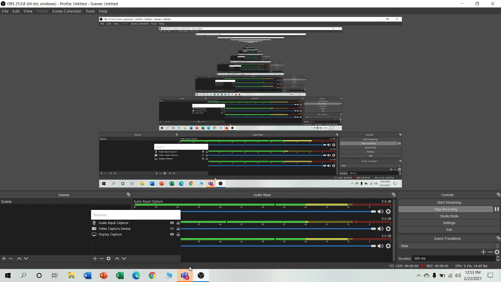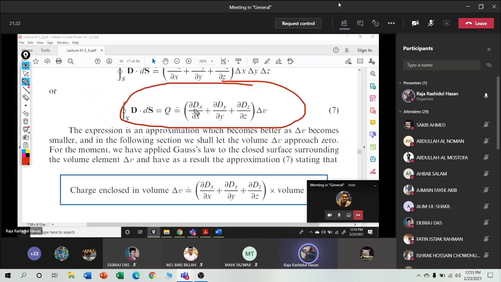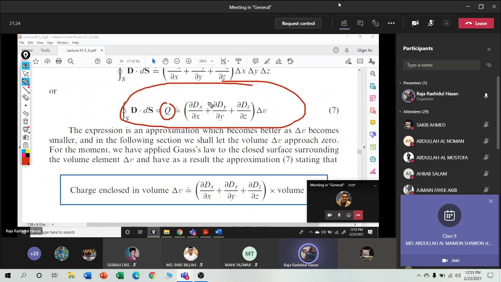Volume charge density, and the equation for the application of Gauss's law for a cubical object. So we can find the total charge by using this format.